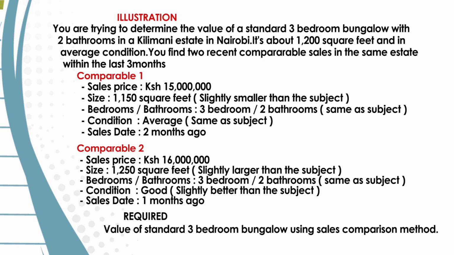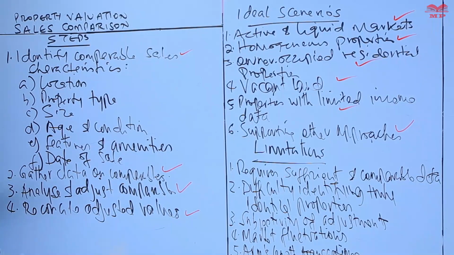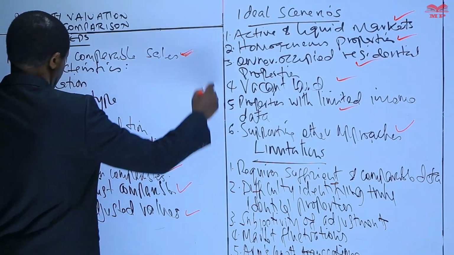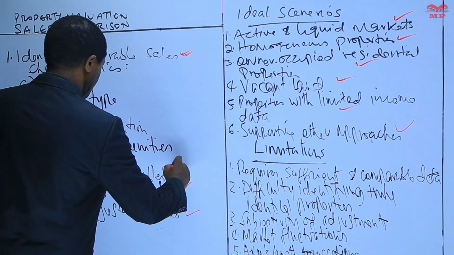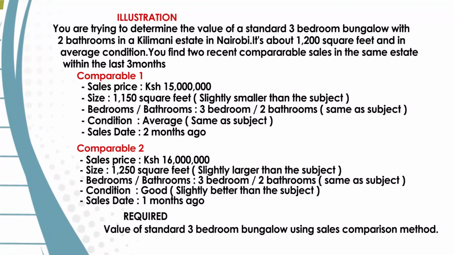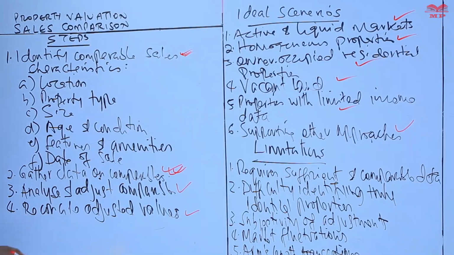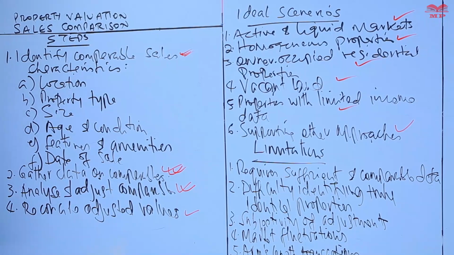So step number 1 is to identify comparable sales, which has happened. The question has identified comparable sales. There is data that has also been gathered. Through the question, we have market data. There is an order that reads, based on your market knowledge. So the market knowledge here is in terms of size difference, condition difference, and time difference. That data has been obtained. Then step number 3, which we are going to do, is to analyze and adjust comparables.